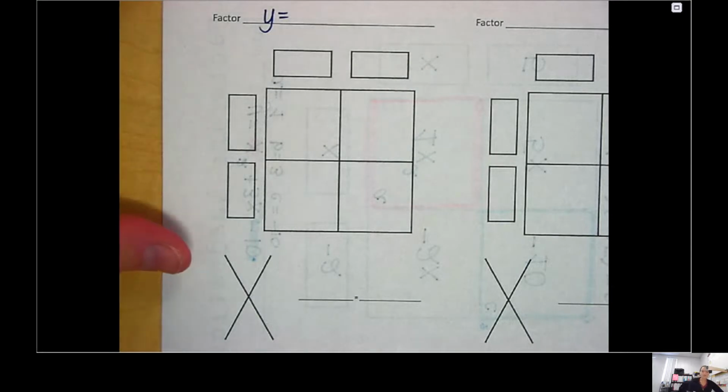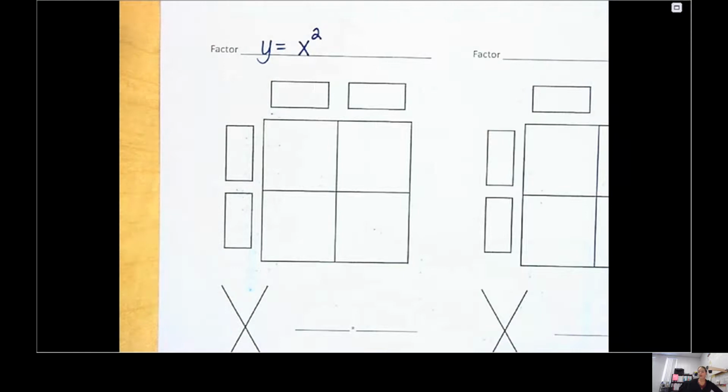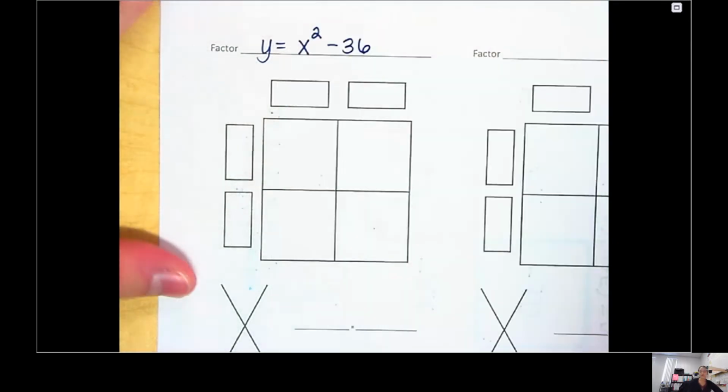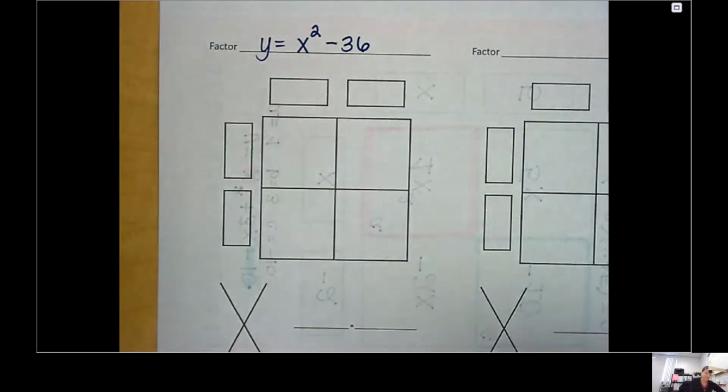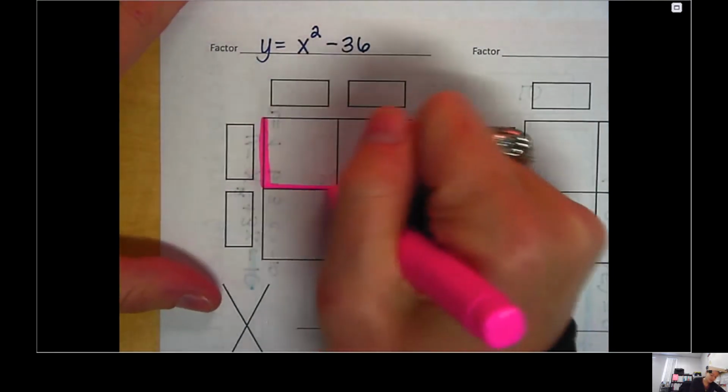Here's your next one. Ready? Does Mr. Kane still work here? Nope. He moved away. Georgia. I'm from Georgia too. All right.